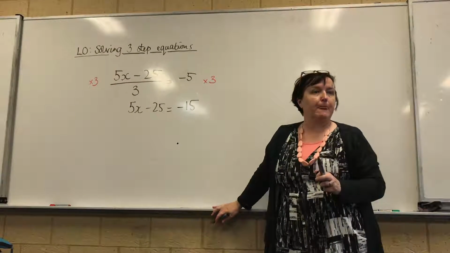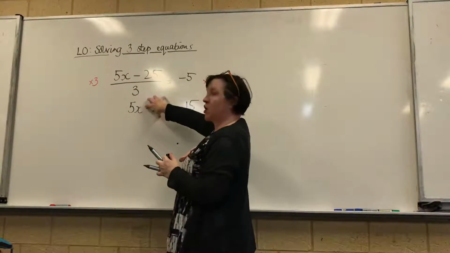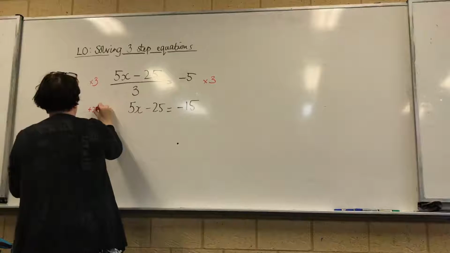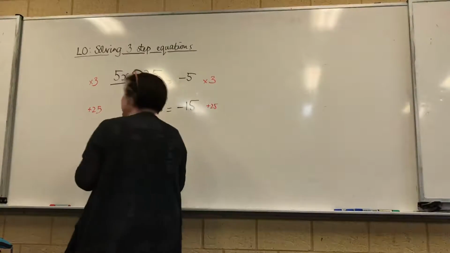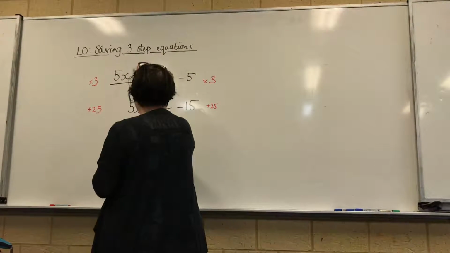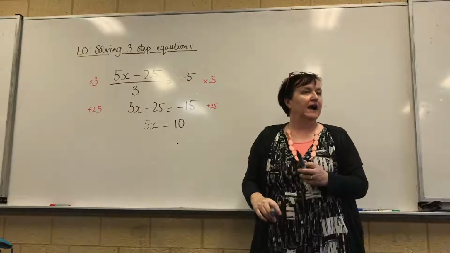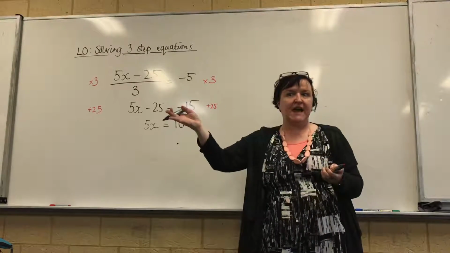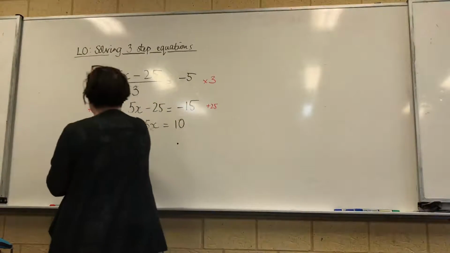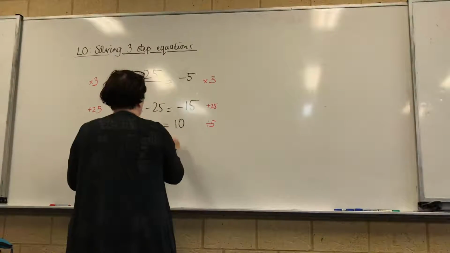Now what do I need to do? Lachlan? Add 25 to both sides, because this is the constant now. So we need to eliminate that. So we're going to add 25, because add 25 is the inverse of take 25. So we're left with 5x equals 10. So 5 times x is 10. What's the inverse of times by 5? Divide by 5, that's right. Divide by 5, divide by 5, x equals 2.